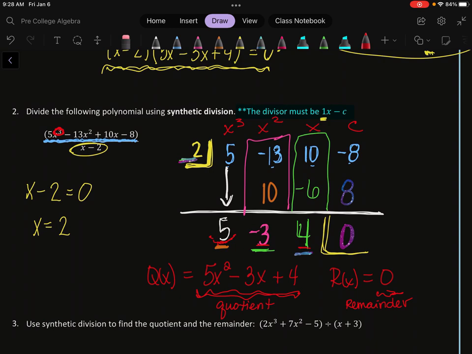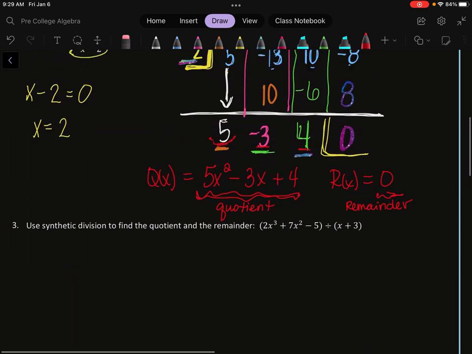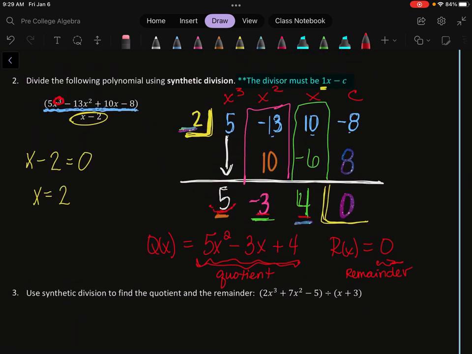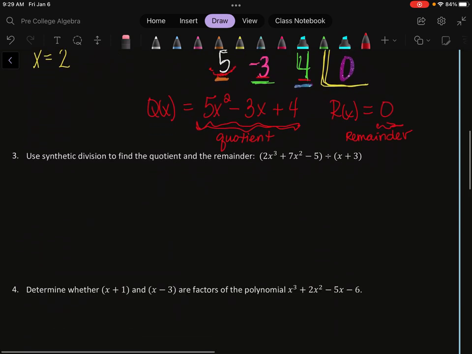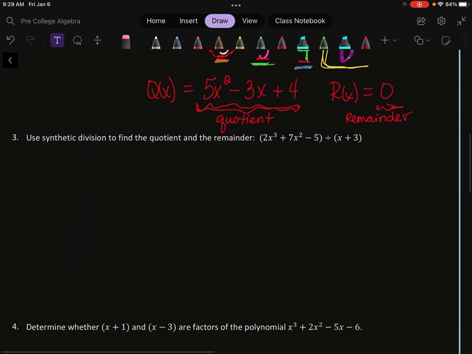Okay, so we're going to try another one. This one is a little bit different. The only reason why it's different from the guy up here is because this one had every variable exponent decreasing, if that makes sense. So we have x to the third, x to the second, x to the first, and then constant. But here we don't. So in that case, we're going to have to put some placeholders. But we're going to do the same idea.